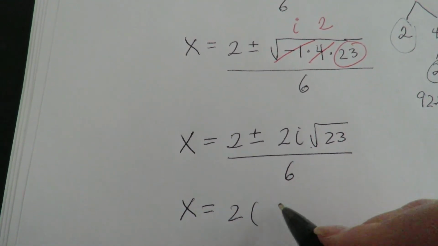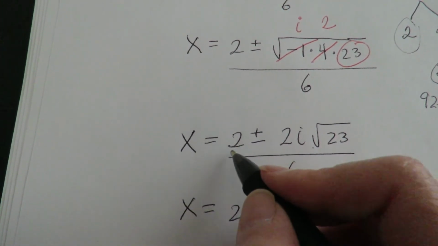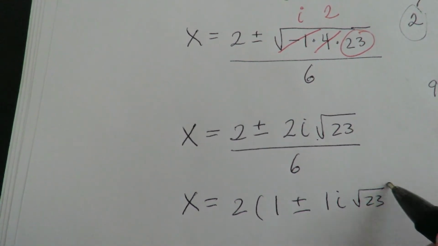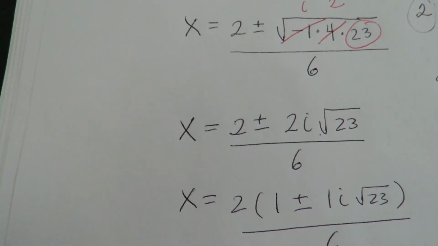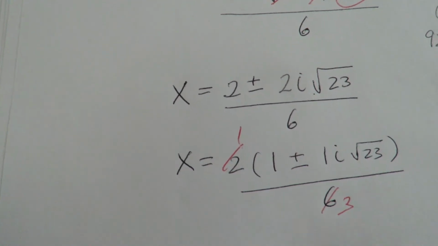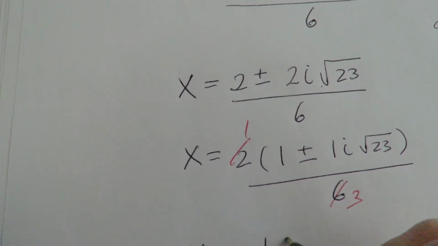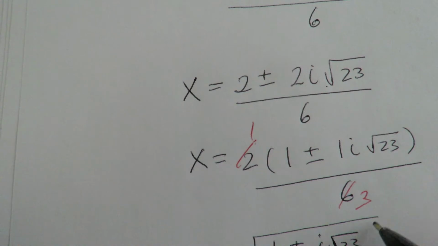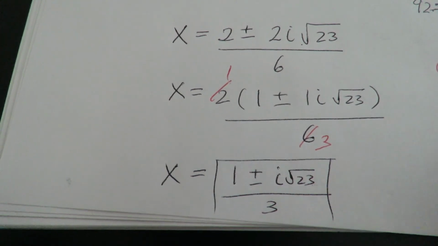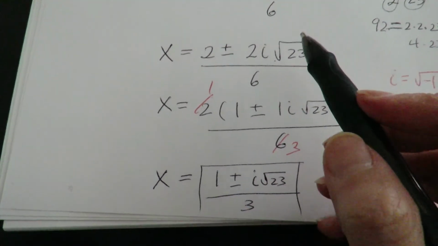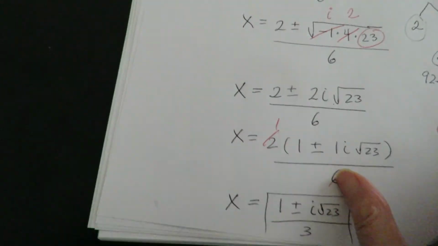So I'm going to factor out a 2 from the real parts, from the front parts. You can put a 1 here if it helps you. Okay, reduce the 2 and the 6. And that's fine. You can leave it like that. You can also break it up as a complex number, which is also nice, but it's fine if you leave it like that.